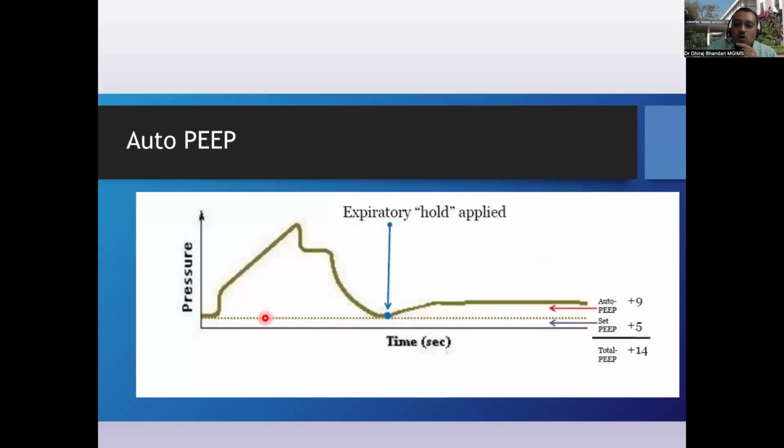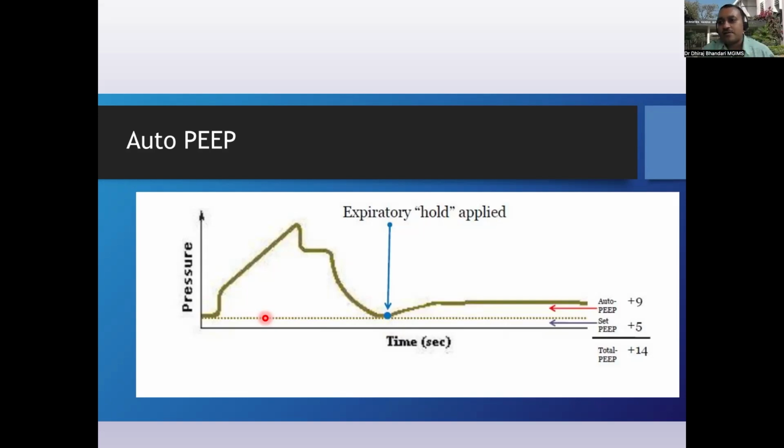Now the next thing is auto PEEP. We all talk about auto PEEP. Auto PEEP is very simple. There is a pressure which is generated in addition to whatever PEEP we are giving. That is end expiratory pressure. Most commonly it is because there is already some amount of air which is getting trapped in, and when you are forcing additional air, the pressure is getting added to it.